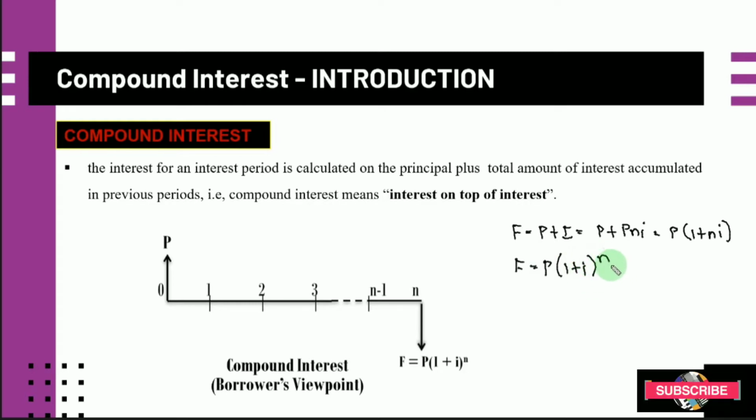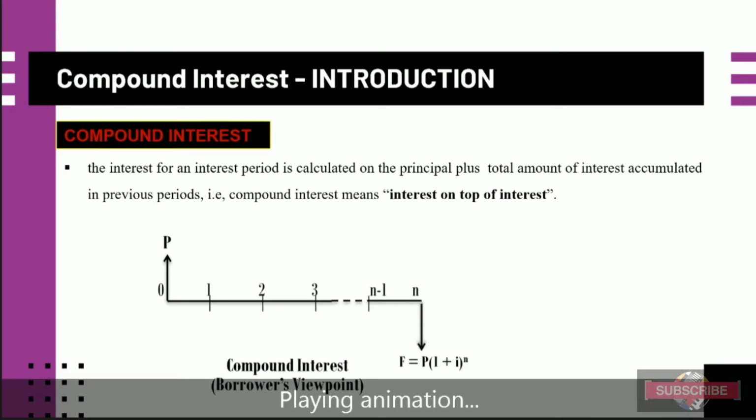Take note, this is the implication of interest on top of interest: it is raised to such a power because of interest on top of interest. In the next slide, you will understand why it is raised to that power in compound interest. Okay, so let's go now to the next slide.